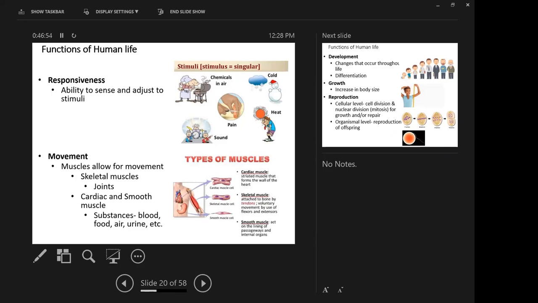And of course, we have to move. We have to pump blood. We have to move air in and out of our lungs. We have to expel fecal matter. We have to expel urine. We have to manipulate our environment. So all these things have to function for us, we have to have this kind of movement.